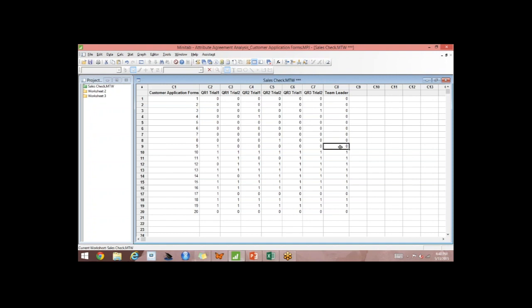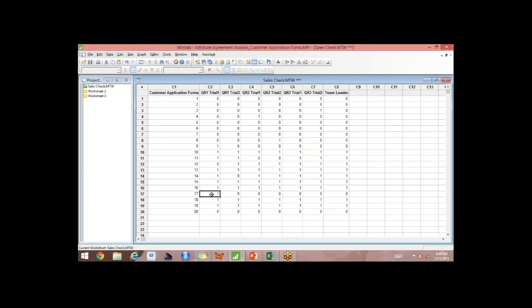First mismatch here. Look into customer application form 12. Quality representative in his trial 1 says it is incomplete. In his trial 2 says it is complete. Standard also says it is complete. However, there is a mismatch. All numbers are not the same. Look into customer application form 14. 1, 0, and 1. Right? It has to be the same for it to be qualifying as matching.